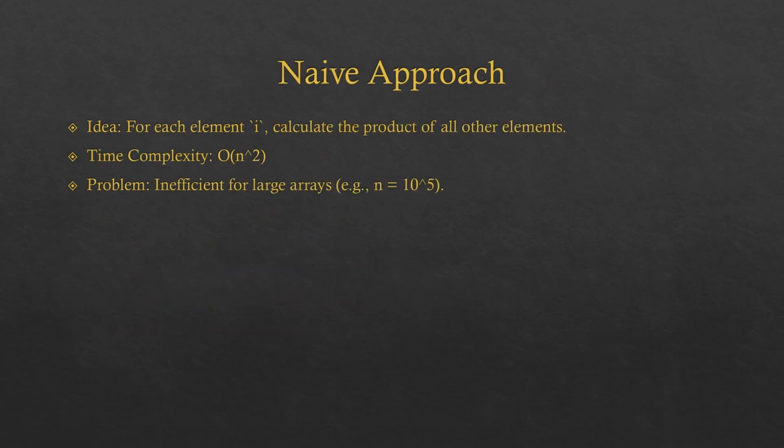The naive approach to solve this problem would involve iterating through the array for each element and calculating the product of the remaining elements. This gives us a time complexity of big O of n square, which is inefficient for large arrays. Let's look at an optimized solution.